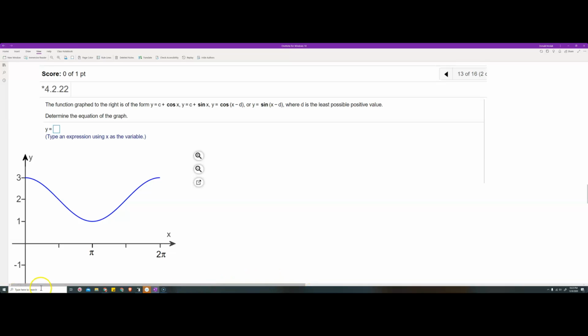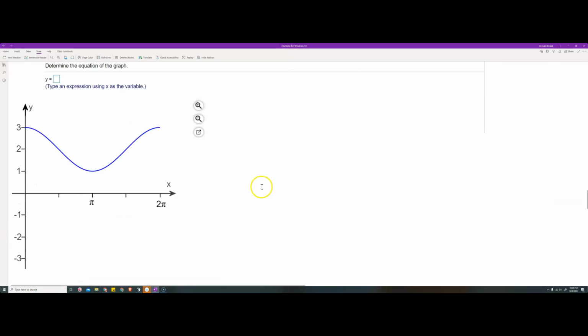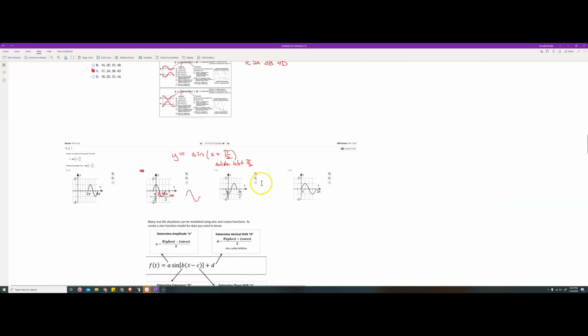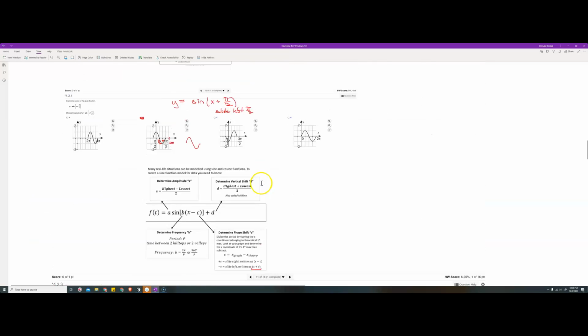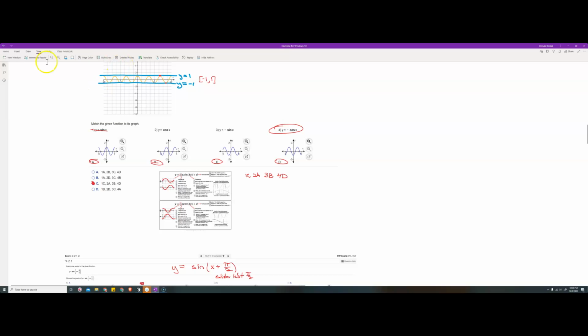Okay, the function graph is in one of these forms where d is the least positive value. So remember, d is how much you move it up or down. Determine the equation of the graph. Well, just by looking at it, we know that this is a cosine graph. All right, and there's my graph shapes right here.